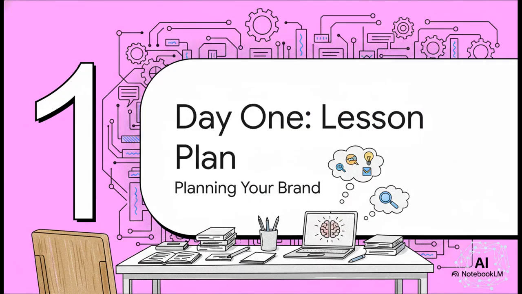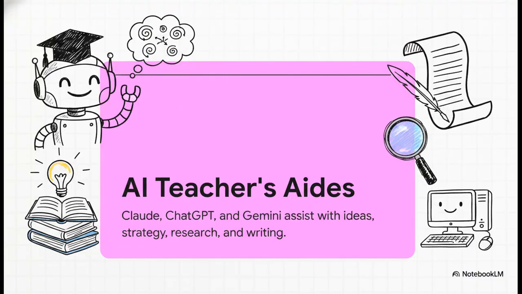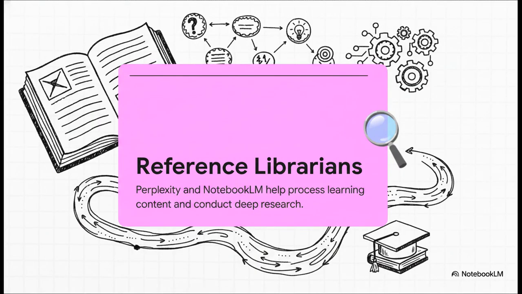Section 1. Day 1, the lesson plan. So, every great unit starts by sitting at your planning desk and getting your ideas, strategy, and research highly organized. If artificial intelligence feels a bit intimidating, let's just shift your perspective right now. Think of Claude, ChatGPT, and Google Gemini as your tireless, endlessly helpful teacher's aides. According to our toolkit, Claude is fantastic for bouncing around your initial ideas and high-level strategy. ChatGPT is brilliant for assisting with your research and writing out your first drafts. And Google Gemini, it functions as a phenomenal all-around AI assistant. They're literally sitting right there at your desk, ready to help you brainstorm your brand's core message, all at absolutely zero cost.